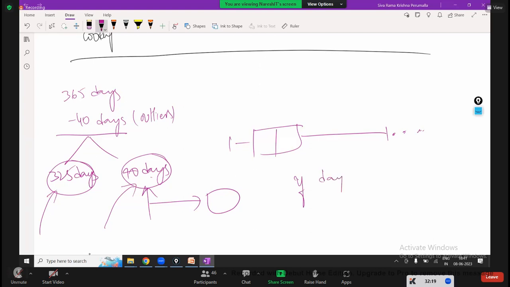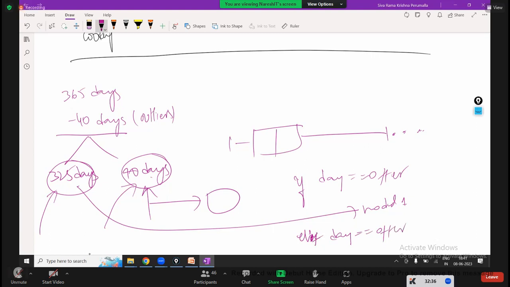If the day is equal to offer, apply this particular model, model number 1. Else, elif: if it is a non-offer day, model 1; if it is equal to offer day, model 2. Based on that model, I'm going to predict. Instead of using a single model for both of them, I will create two different models: for offer days, one model, and for non-offer days, one model. I will check whether it is working in this way or not.